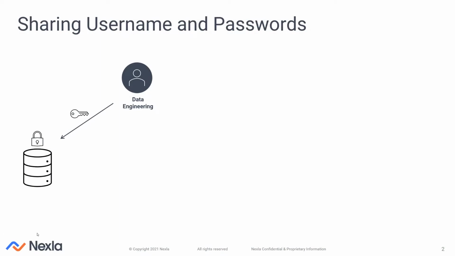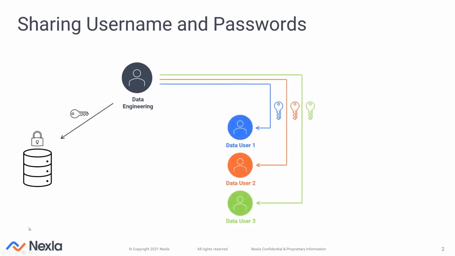Today we're going to show you how Nexla enables collaboration between team members by making it easy to share access credentials. Sometimes organizations need to use a single username and password for multiple people. For example, in this case, a data engineer has access to a data store. It could be a database or a data warehouse, for example. Now, if 3 data users need access to this data, the data engineer will have to share the password to the system with these users.